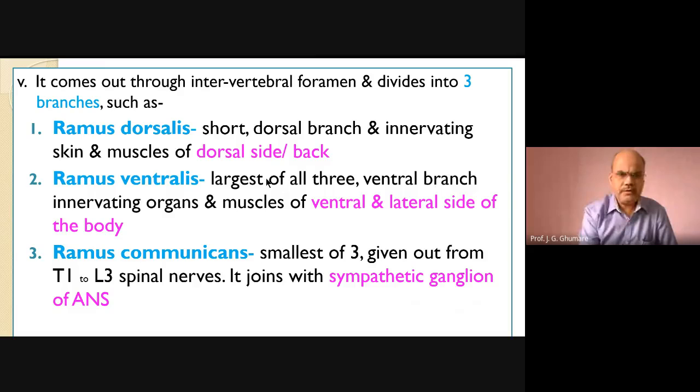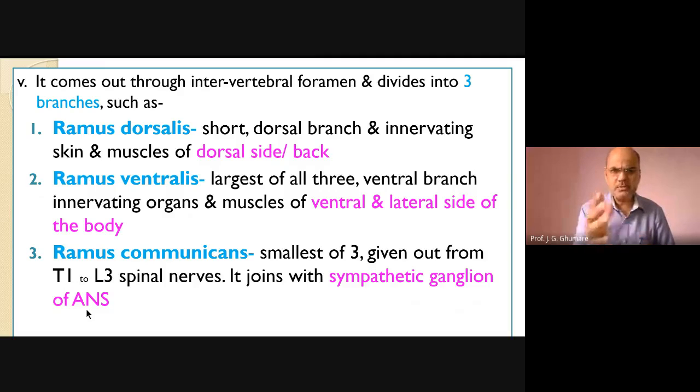Ramus ventralis, the largest of the three, is the one which goes to the ventral side and innervates the organ muscles of the ventral and lateral side. As we all know, the dorsal side will have minimum organs, so the ramus dorsalis will be small. The ventral side will have many more organs to be innervated, so we'll have the ramus ventralis, which is the largest of three. And the third one communicates with the sympathetic ganglion of the autonomous nervous system.